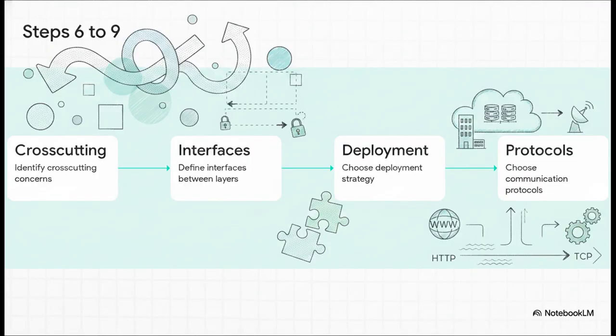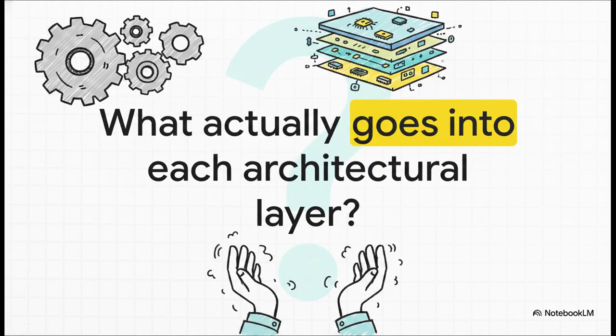So once you've identified those cross-cutting concerns, Step 7 is defining the actual interfaces between your layers. You really want to enforce loosely coupled interfaces here so your layers never accidentally expose their messy internal details to one another. Then, Step 8 is choosing a deployment strategy that fits your security and physical constraints. And finally, Step 9, choose your communication protocols. Honestly, if you nail these 9 steps, you are looking at a world-class architectural foundation. Okay, so we've got our overarching strategy and a really solid structural blueprint in place.